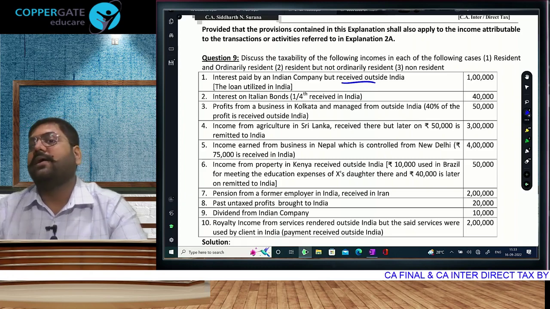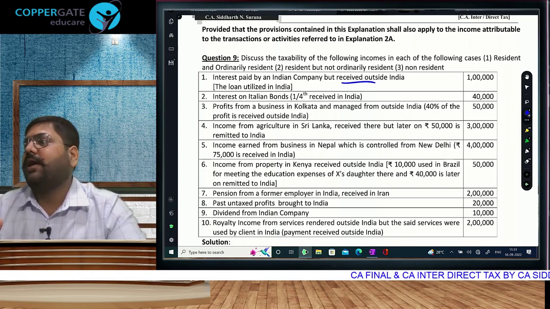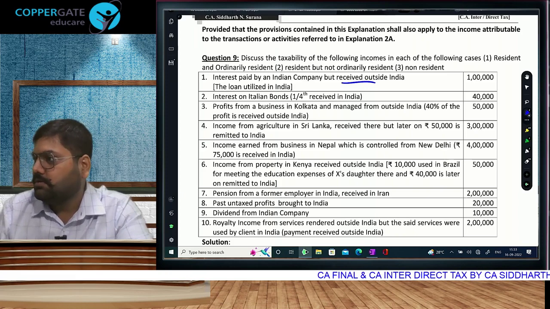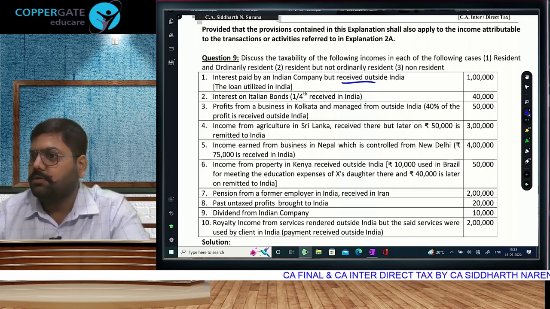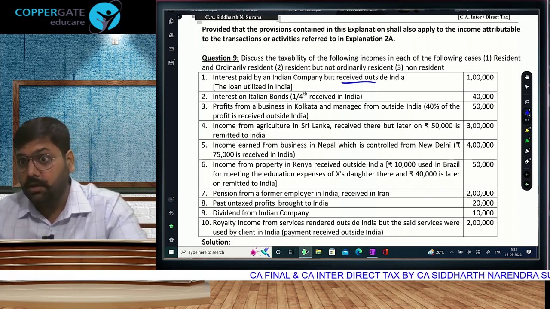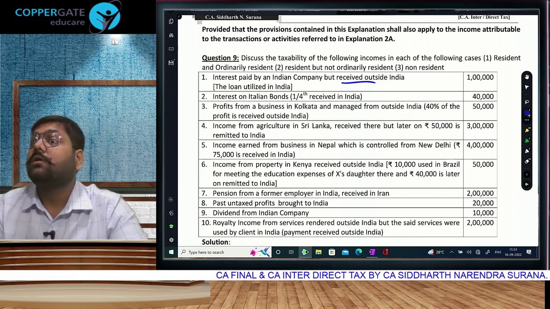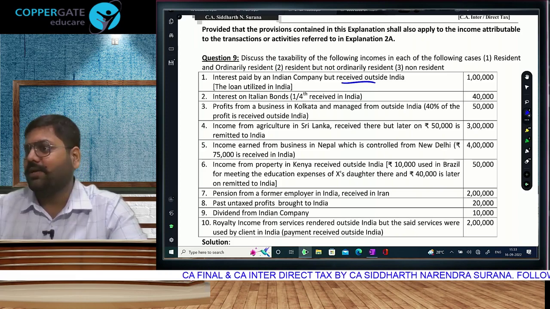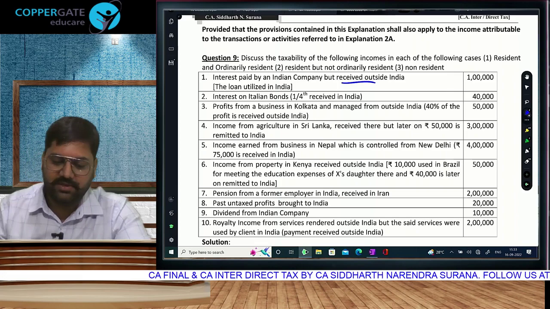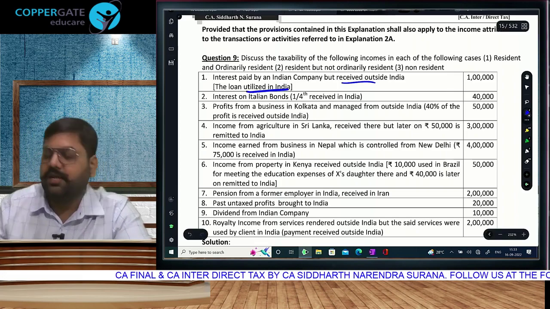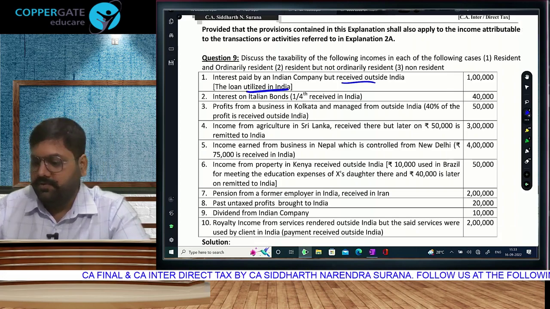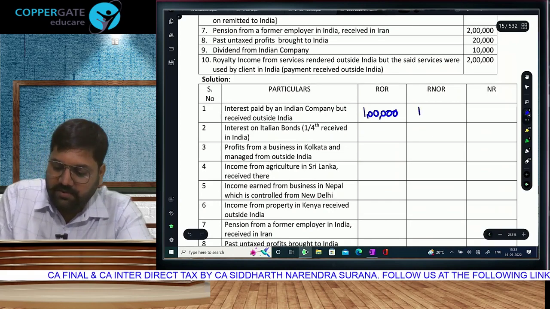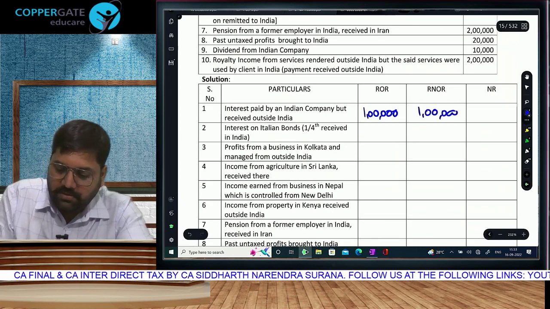For an income like interest, there cannot be any place of work done. Where will it get accrued? In India? No. Where will it get accrued? Where funds are utilized. And where are the funds utilized? That means this is Indian income or foreign income. Once it is Indian income, it will be taxable for all three.